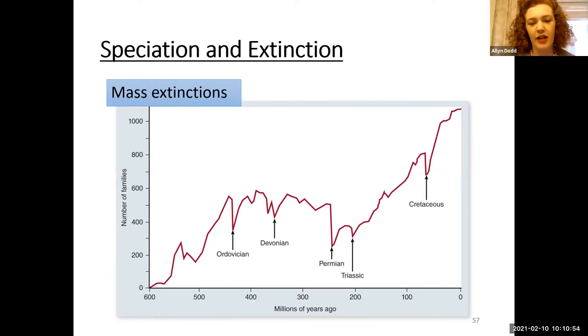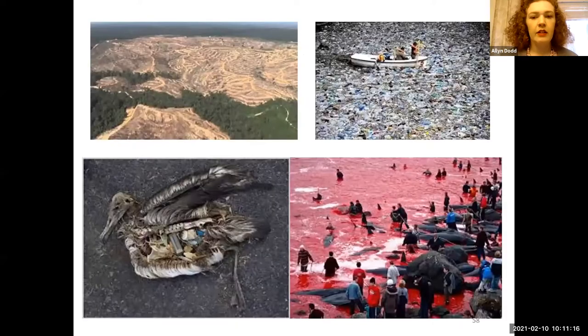So you have the various mass extinctions that have occurred during different periods in geologic time. They all had different events that led to those mass extinctions, some change in the environment, right? Right now, we are the change in the environment. And this is the end of the chapter, and this isn't in your book, but I want you to know it.